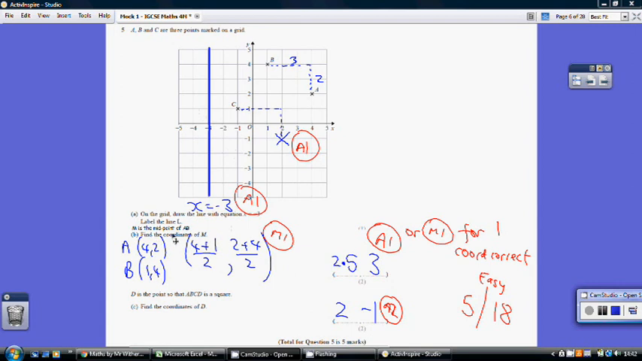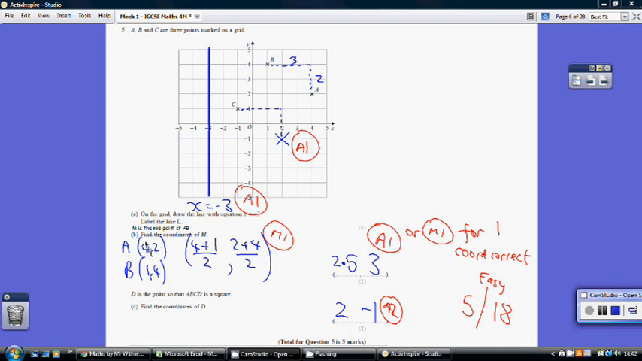Now for part B, find the coordinates of M, and M is the midpoint of AB. Well, the coordinates of A is 4, 2, 4 along the corridor, 2 up the stairs. The coordinate of B is 1, 4, 1 along the corridor, 4 up the stairs. Now to find a midpoint, you average the x coordinates, the 4 and the 1, and you average the y coordinates, the 2 and the 4.